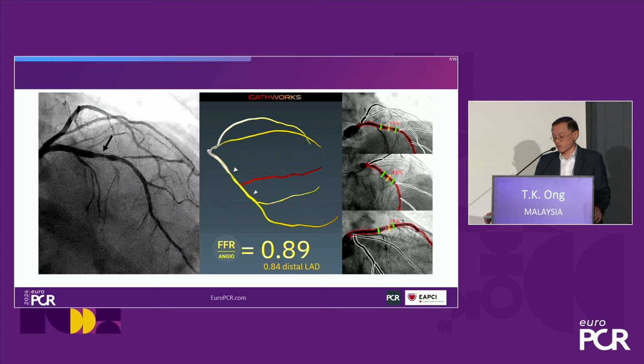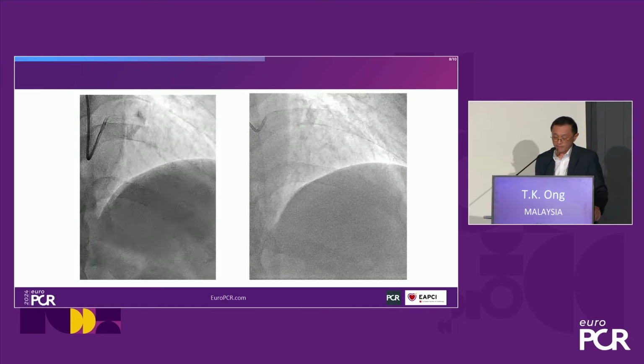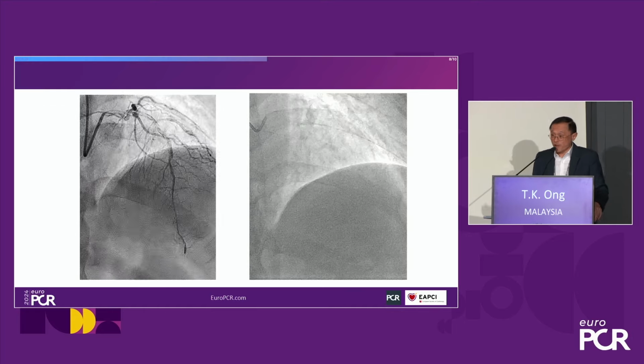So we are a bit more courageous in the Asia-Pacific region, but if you want to follow the international recommendation, the cutoff is 0.8. This software is very interesting. I think it's available in the Medtronic booth, so if you want to have a look at it, you can go to the booth and look at the software. So as I said, the flow is important, all right?